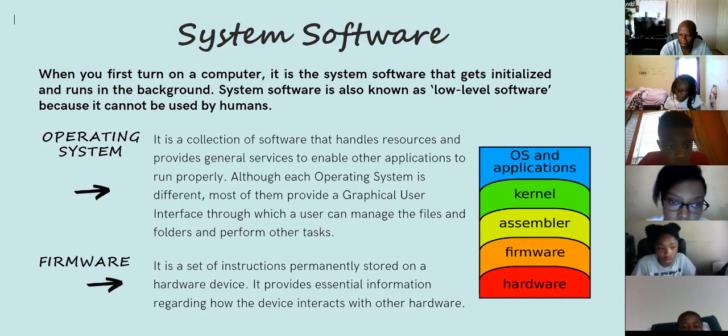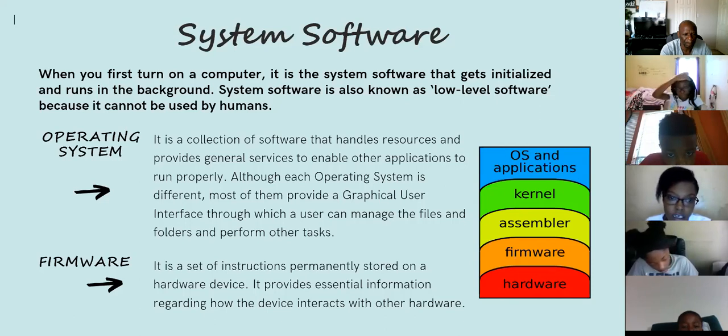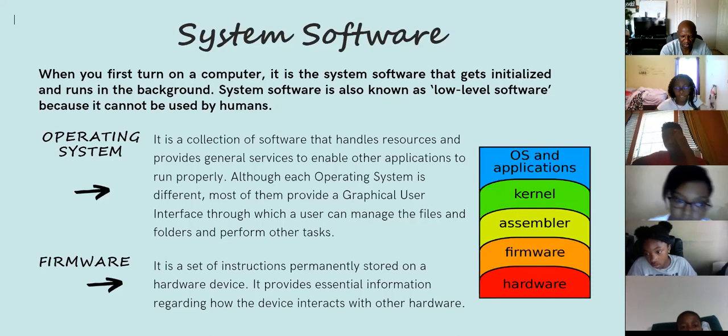Now go to system software. When you first turn on the computer, it will be the system software that runs. It will be the first to be activated, and one of the first is the operating system. Examples of operating systems are Windows, iOS, Android, and there's another one known as Linux, and many others, I guess.